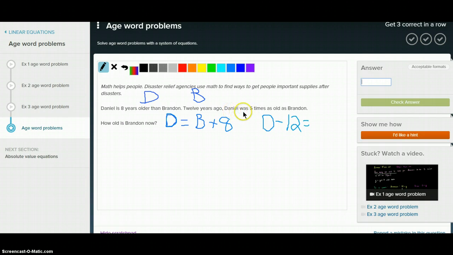Alright, so 12 years ago, Daniel was 5 times as old as Brandon. So it's going to be multiplied by 5, and 12 years ago, Brandon was also 12 years younger. So we're going to have Brandon's age inside of here. Brandon minus... No, it's not going to let me finish that. I'm just going to rewrite it over here. So Daniel minus 12 is equal to 5, and then B minus 12.